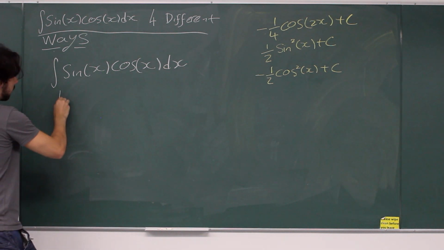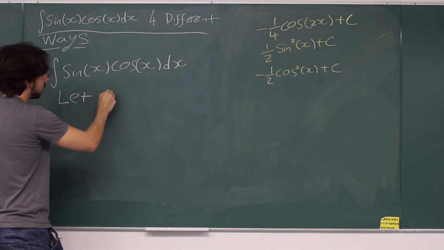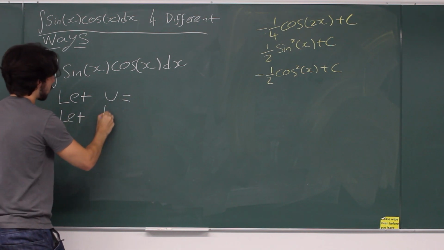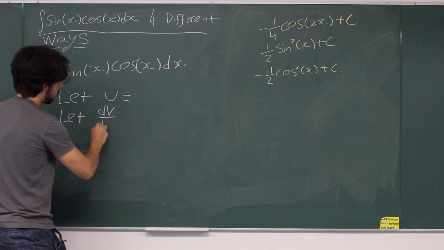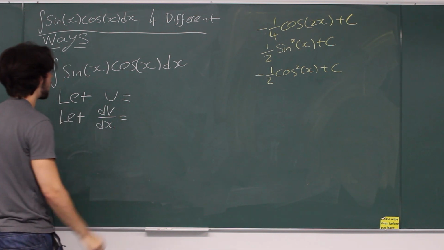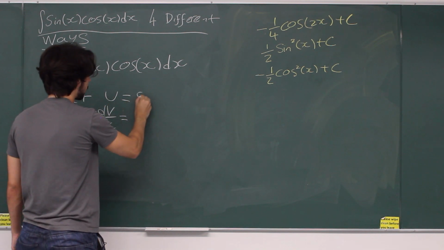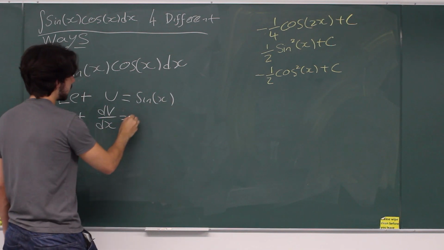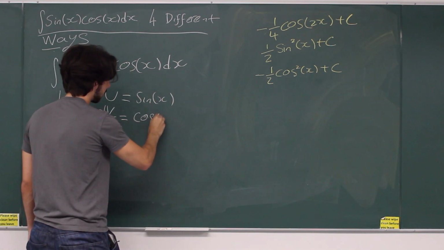It doesn't matter which one is u and which one is dv dx because they have the same order of priority because they're both trigonometric functions. So you can choose which way around you do it. I'll let u equal sine x because I think that might be easier. And I'll let dv dx be cos x.